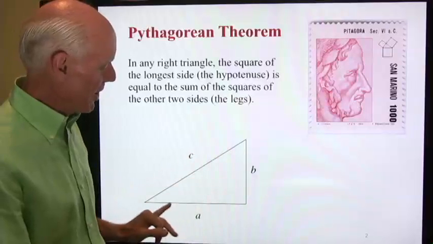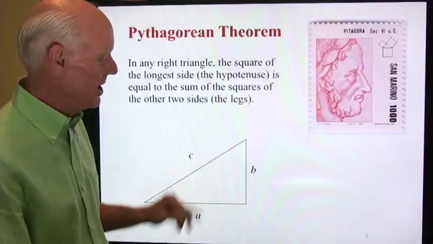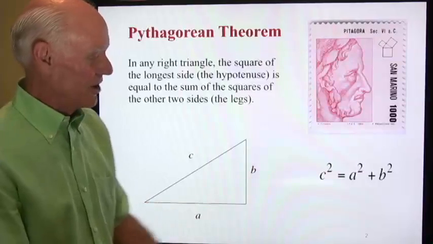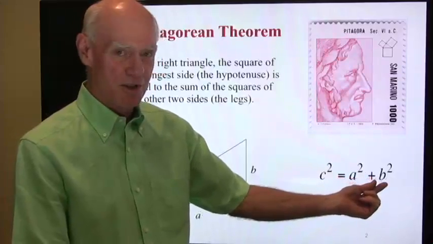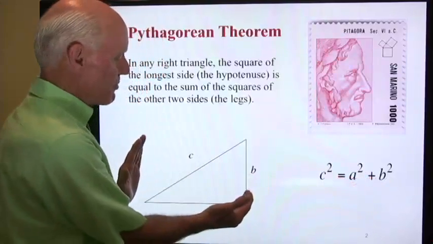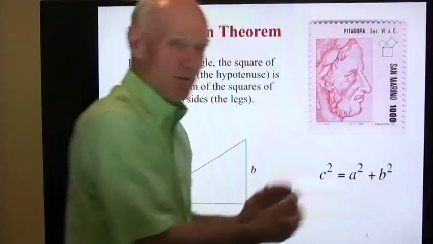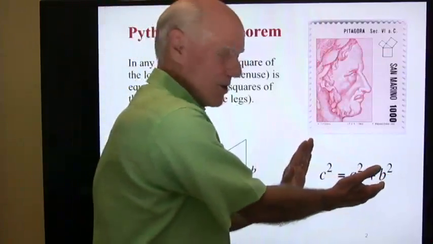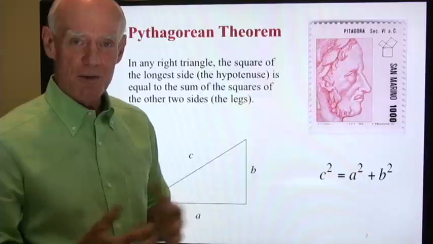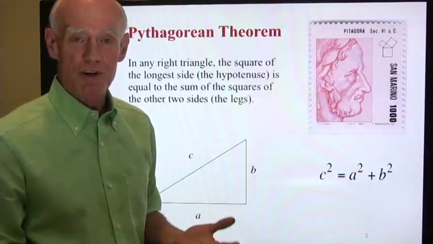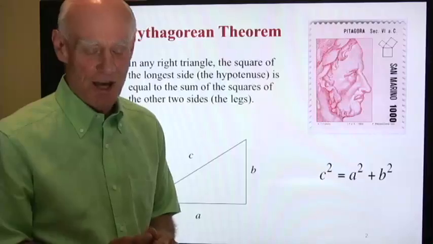Here's a little right triangle with sides A, B, and C. And the relationship between these sides, according to the Pythagorean Theorem, is that c squared is equal to a squared plus b squared. So if you have a right triangle, then this is the relationship between the sides, and if this is the relationship between the sides, you must have a right triangle. So that's the Pythagorean theorem, probably the oldest theorem in mathematics and the most famous theorem in mathematics.